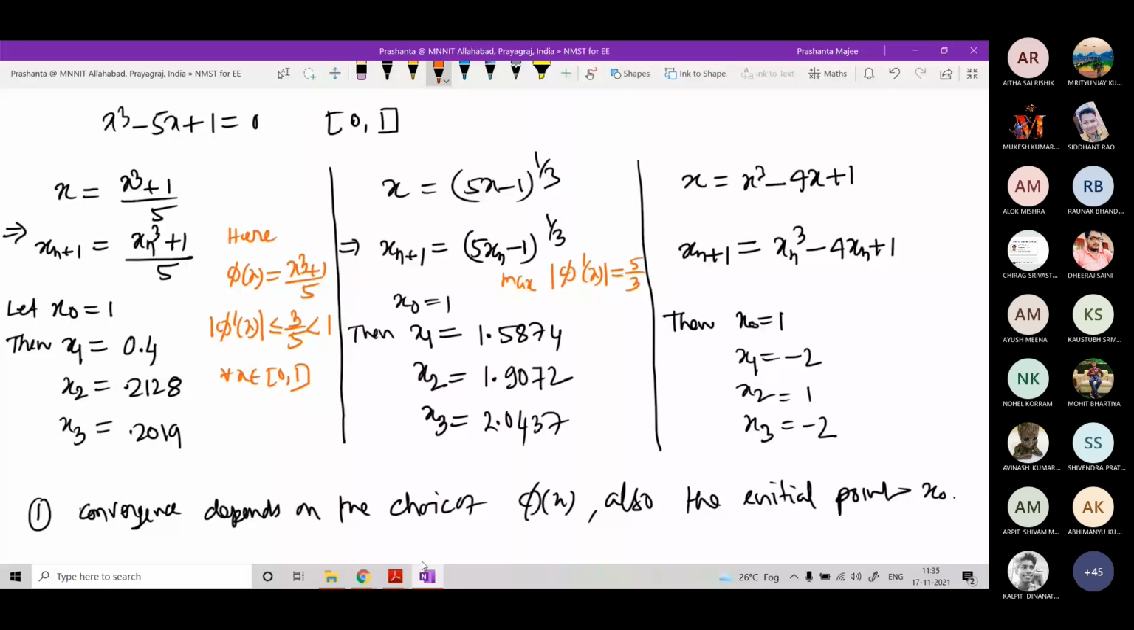And in the third case, it is never 1. For no values of x, max of phi dash x is greater than or equal to 1. So that is why in this case it is not converging to any root.